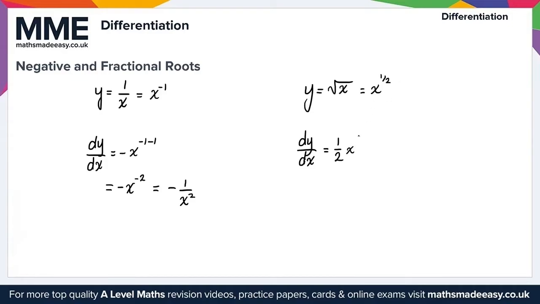We take our power and subtract 1 from it. So that's a half minus 1. Well, in that case, a half minus 1 will give us minus a half. So therefore, we obtain a half x to the minus half. And again, we can write this as a quotient here as 1 over 2 root x there. Okay. And that gives us our solutions there when working with negative and fractional roots.